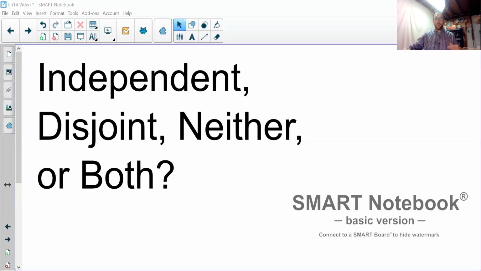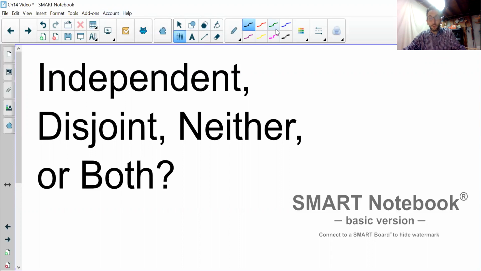Today's focus: independent and disjoint events. Ultimately, the question I give is, we look at two events: are they independent, disjoint, neither, or both? I'll tell you right off the bat, the answer is never both. No events can be both independent and disjoint. Impossible. Don't pick that answer. Let's try to figure out why and look at what these words mean.